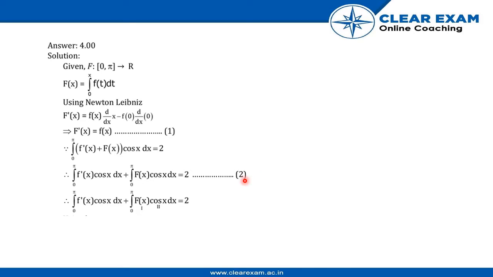So for that, for the given equation, using Newton-Leibniz theorem, we get f'(x) = f(x). Take it as equation 1. And the second equation, we can write it as the integral from 0 to π of f'(x) cos x dx plus the integral from 0 to π of f(x) cos x dx is equal to 2. Take it as equation 2.